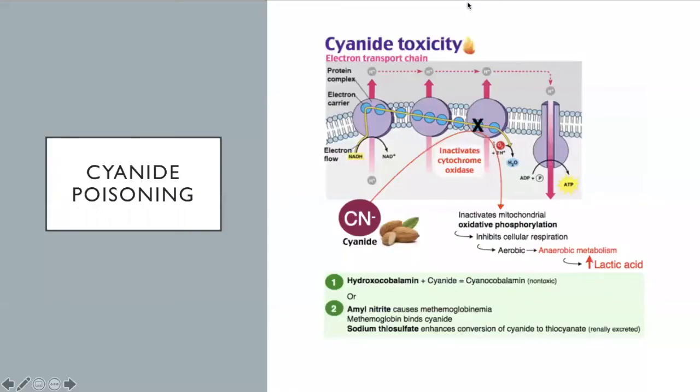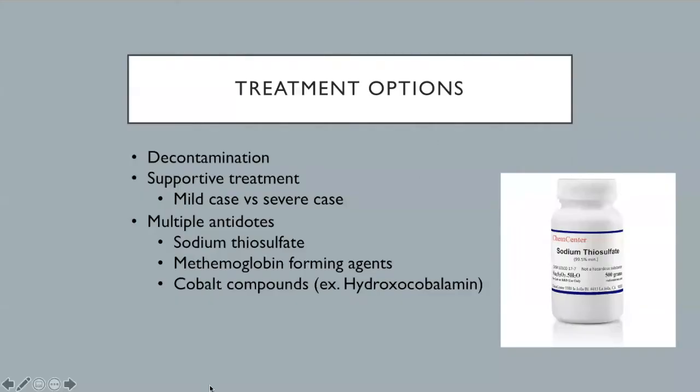What part of complex 4 does cyanide bind to? There are multiple treatment options for cyanide poisoning. The first step is always decontamination. More on that later. In a moderate case, a high flow of oxygen, airway protection, and cardiopulmonary resuscitation are often administered. However, in a severe case, mechanical ventilation, catecholamine, and sodium bicarbonate may be used.